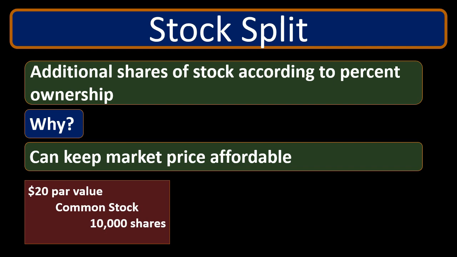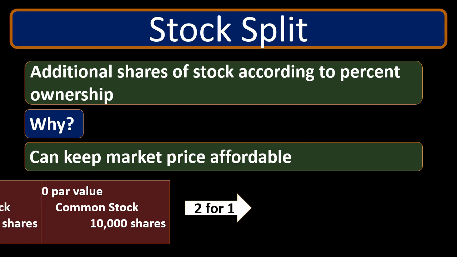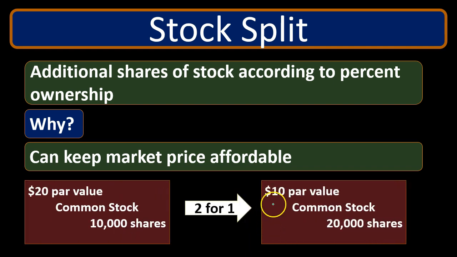If we had a $20 par value common stock and we had 10,000 shares outstanding, then if we had a 2-for-1 stock split, what would in essence happen is the par value would go down to $10 and we would have 20,000 shares outstanding. So every person that has the stock had some of the 10,000 shares outstanding, but it had a par value. And remember that this par value is arbitrary. It had an arbitrary par value of $20.